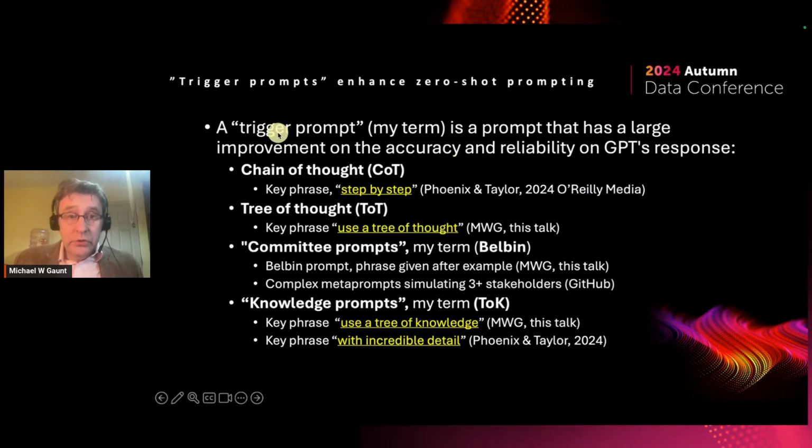Now, for many of us who do prompt engineering, we will be familiar with the first one. This is a famous one. It's called chain of thought, and it affects the way the LLM, in this case GPT, analyzes and responds to the question, to the query. And all you do in your prompt is you just include the words step by step. This was present in Phoenix and Taylor, O'Reilly Media, and that triggers a completely different process within, in this case, ChatGPT, and that affects your result. Another well-known trigger prompt or another well-known process is called tree of thought. And the trigger prompt here, the key phrase, is simply use a tree of thought. That's my trigger prompt in this talk.